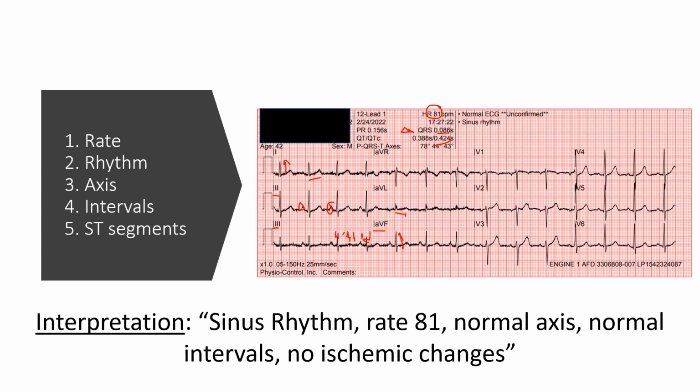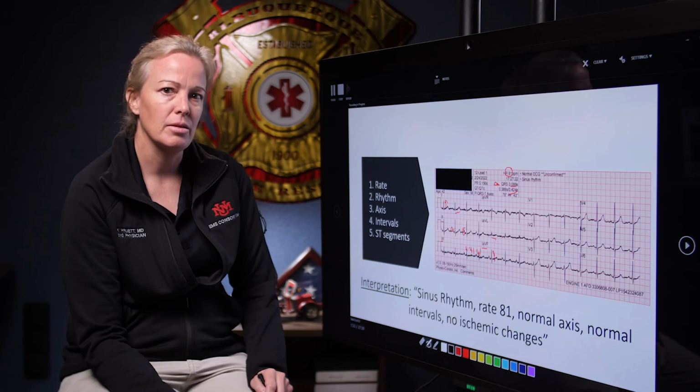So what would I call this 12 lead? I would call it normal sinus rhythm. It's got a sinus rhythm with a P wave, rate of 81, normal axis, normal intervals with no ischemic changes. That's how I would interpret that one.